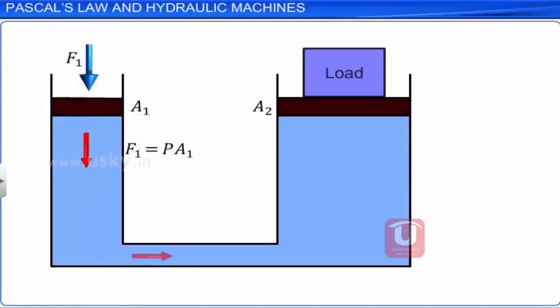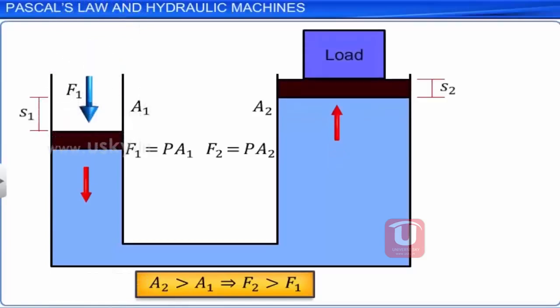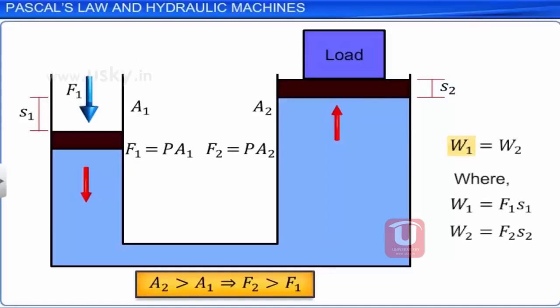As A2 is greater than A1, we have F2 greater than F1. Thus, with a very small force, heavy objects can be lifted using a hydraulic lift. The work done by the smaller force is equal to the work done by the larger force, as the displacement of the smaller piston is greater than that of the larger one. Here, the force F1 applied on the smaller piston is called the effort, and F2, the force required to lift the heavy object, is called the load.